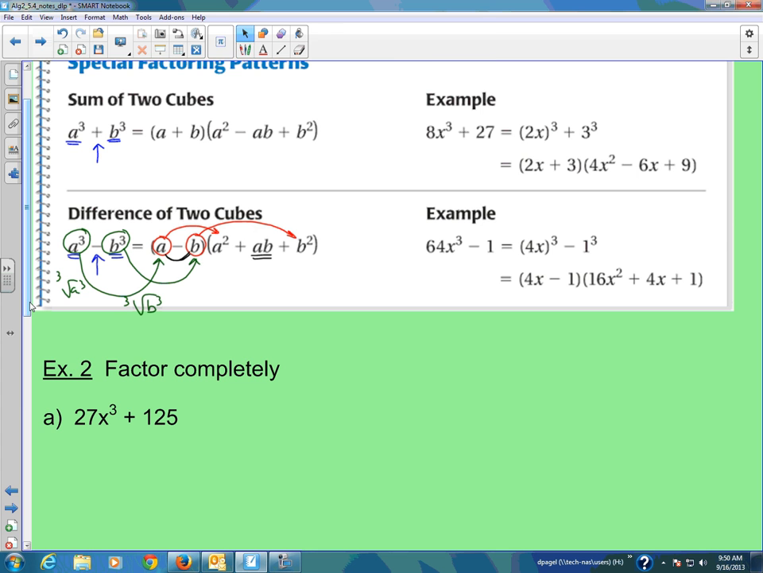There's an acronym we can use to help us remember when is it positive, when is it negative, and the acronym is SOAP. And that means the same sign, the opposite sign, and then always positive.